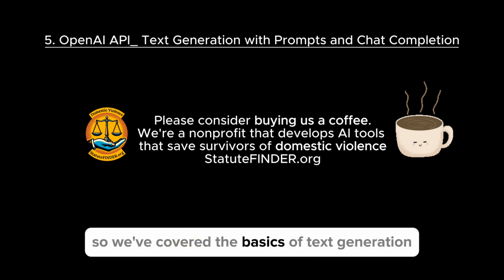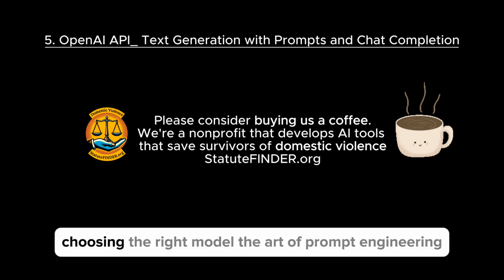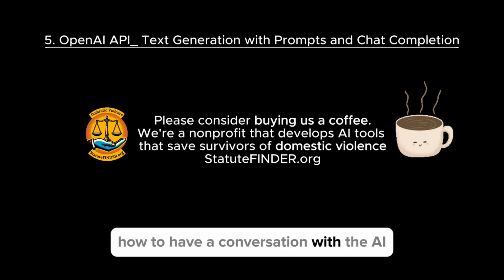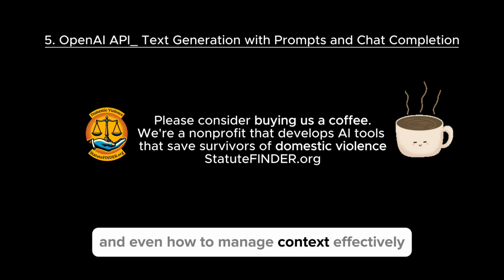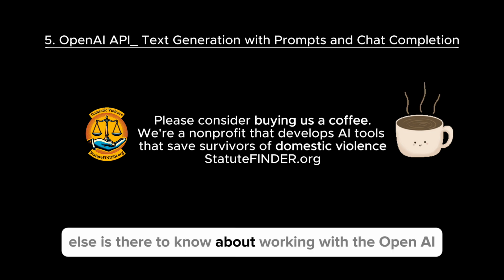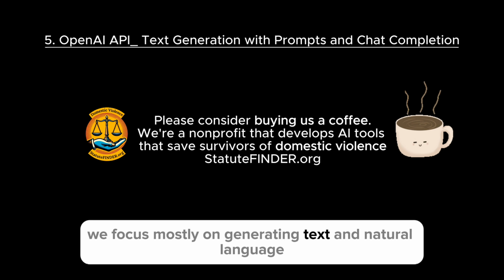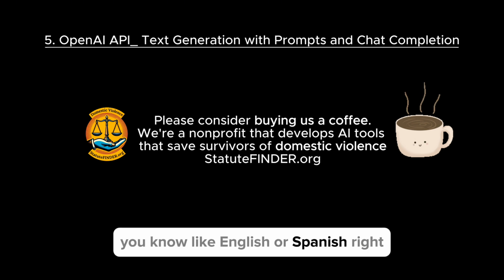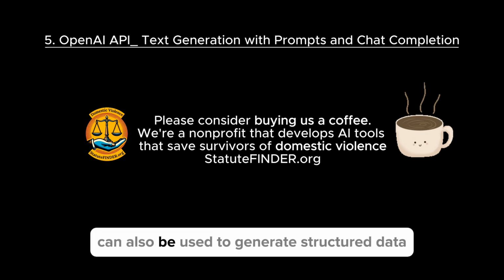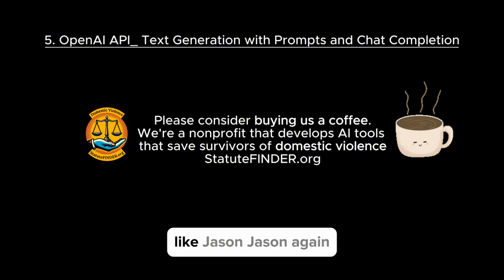Okay, so we've covered the basics of text generation, choosing the right model, the art of prompt engineering, how to have a conversation with the AI, and even how to manage context effectively. What else is there to know about working with the OpenAI API? Well, we focus mostly on generating text in natural language, like English or Spanish. Right. But the API can also be used to generate structured data, like JSON.